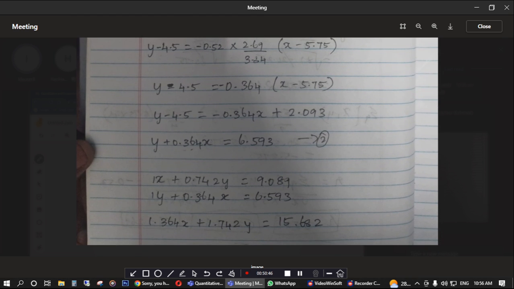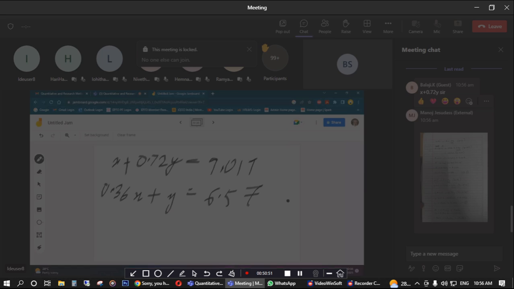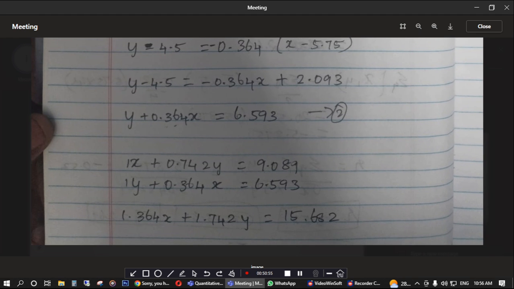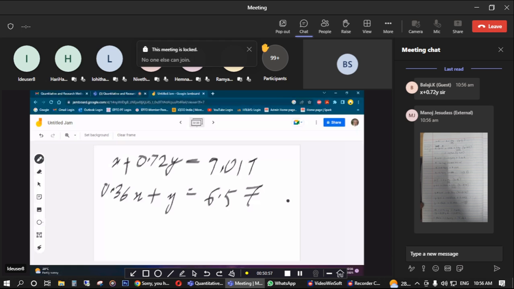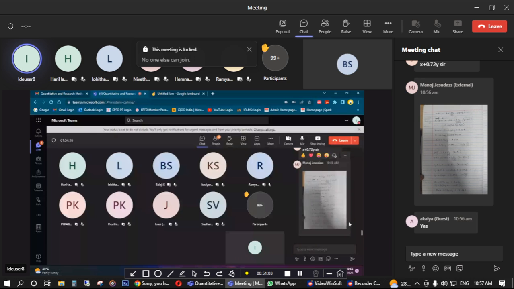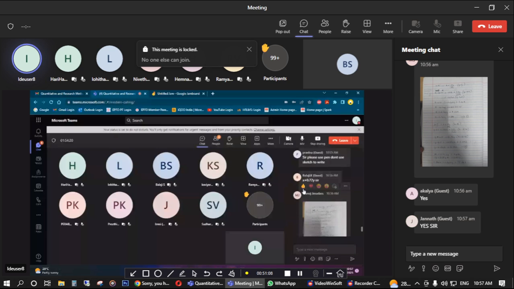6.57. Are these two equations correct? Are these two equations correct? Please confirm before I proceed. Thank you. Appreciated. So these two equations are correct. So let me proceed further.